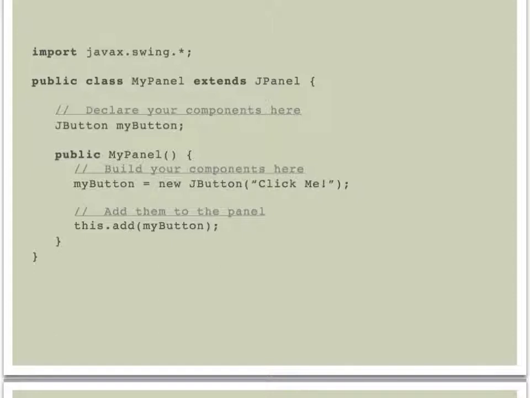In this example, the only thing that exists on the panel is simply a button that says "Click me." In the constructor for this panel, it instantiates the button, gives it some text, and adds it to itself.